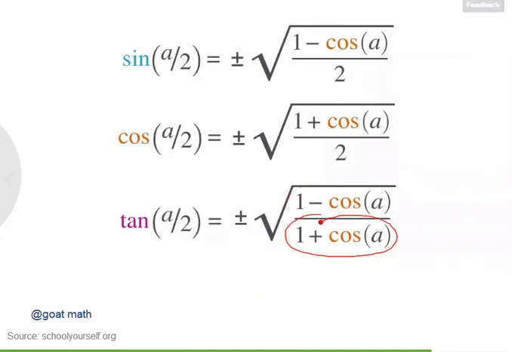And just like with sine a over 2 and cosine a over 2, the tangent of a over 2 equals one number. For some angles it's the positive root, and for other angles it's the negative root. So here are your half-angle identities.